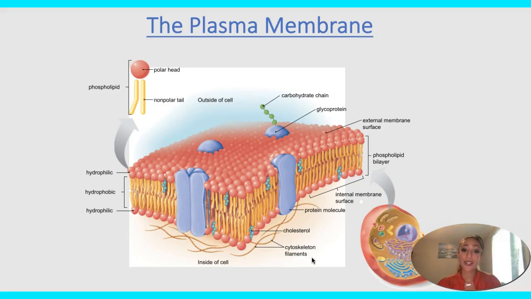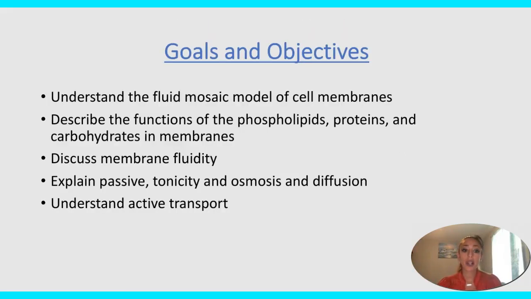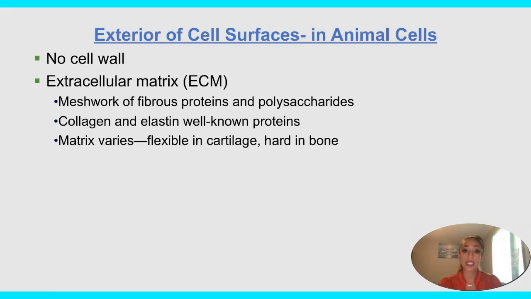Hello, today we're going to be discussing the plasma membrane structure and its many functions. The goals today are to understand the fluid mosaic model of cell membranes, describe all the different functions of phospholipids, proteins, and the carbohydrates in the membrane itself, discuss membrane fluidity, and explain passive transport, tonicity, osmosis, and diffusion. We're also going to understand at the end of this lecture what active transport is.